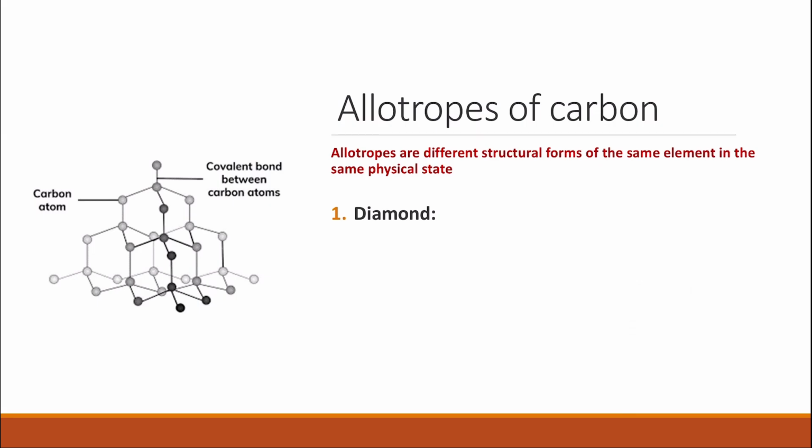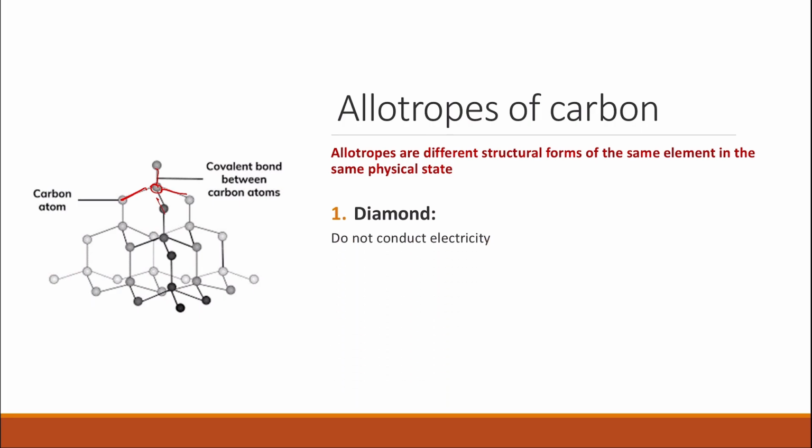Diamond is one of the giant covalent structures. It's formed of only carbon atoms. Each carbon atom is linked with four bonds to four other carbon atoms. Each carbon atom has four electrons in its outer shell, so all these four electrons are shared with four other carbon atoms to make the diamond.